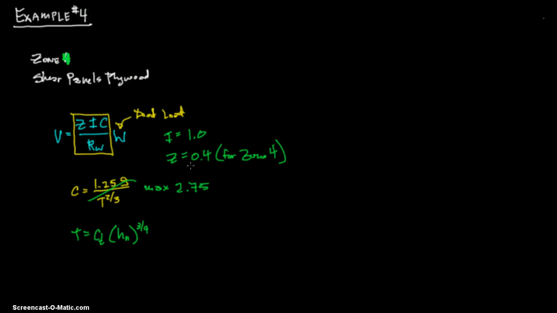Seismic-wise, alright, so there we are. We have Z equals 0.4, I equals 1.0, and C we assumed was worst case, use a max of 2.75. Now we need to go to RW. If you remember, the RW coefficient is based on what type of lateral bracing system you have. You can have moment frames, shear walls, et cetera.